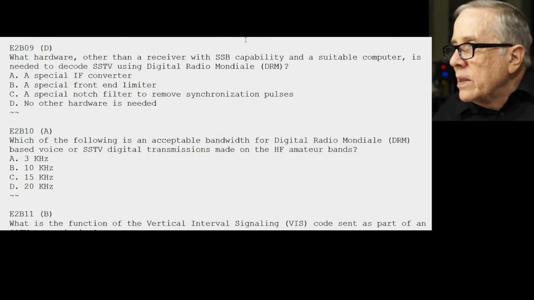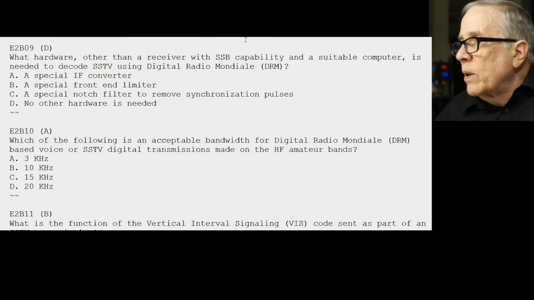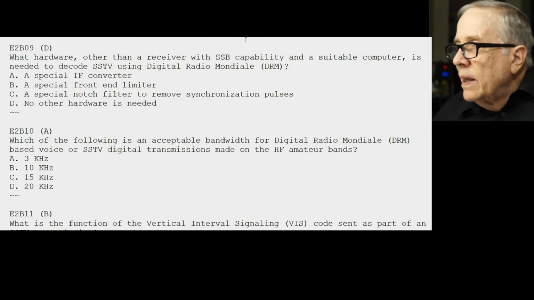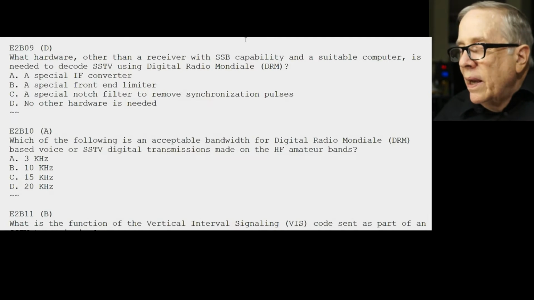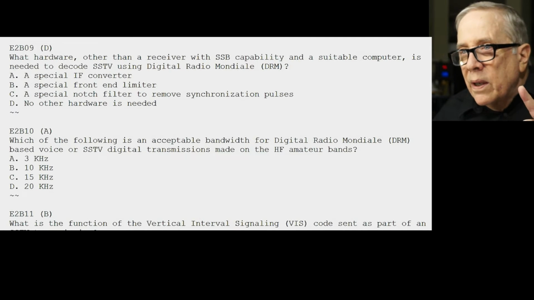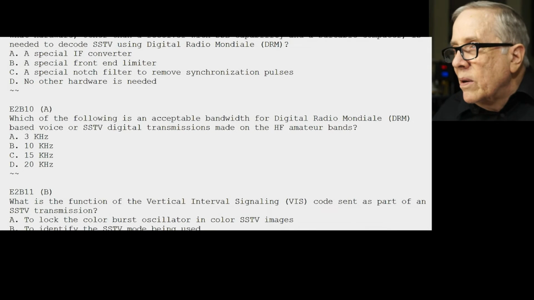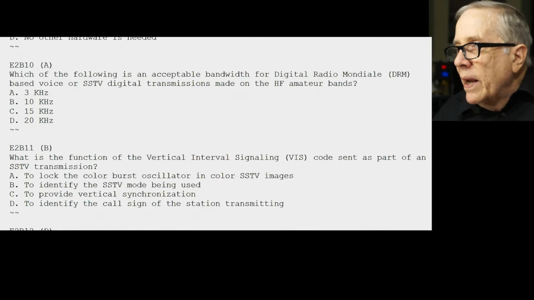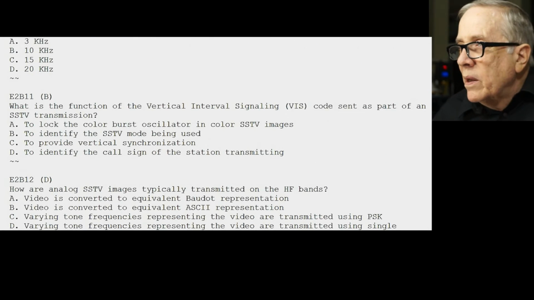E2B10. Which of the following is an acceptable bandwidth for digital radio mondial, based upon voice or SSTV digital transmissions in the amateur bands? In the first sub-element we talked about 3 kilohertz. This is going to be the answer here, 3 kilohertz. And actually I think most guys transmit a little bit less bandwidth than that.